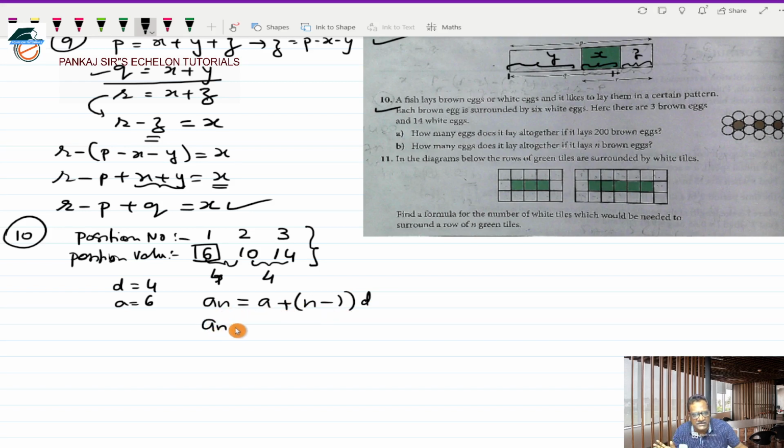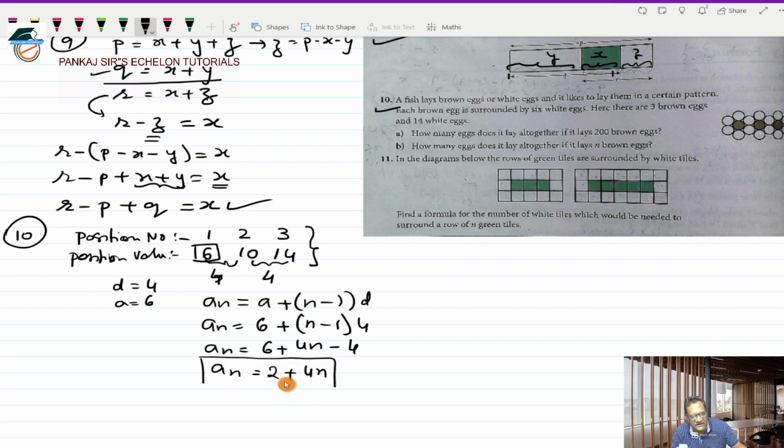So you can write an is equal to, your first term happens to be 6, so a is 6 plus n minus 1, keep it as it is, and d you just now found out it is 4. So an will be equal to 6 plus 4n minus 4. So an will be equal to 6 minus 4, which is 2, plus 4n.